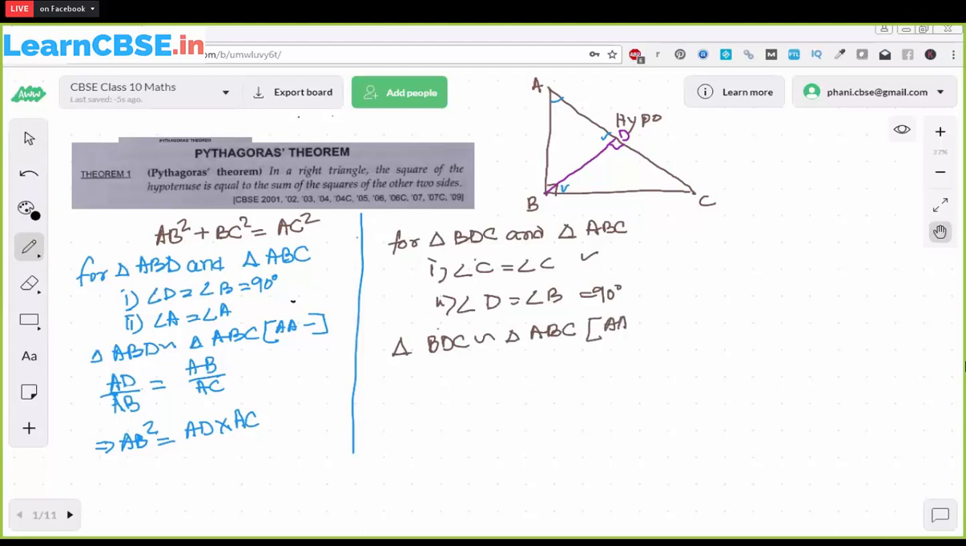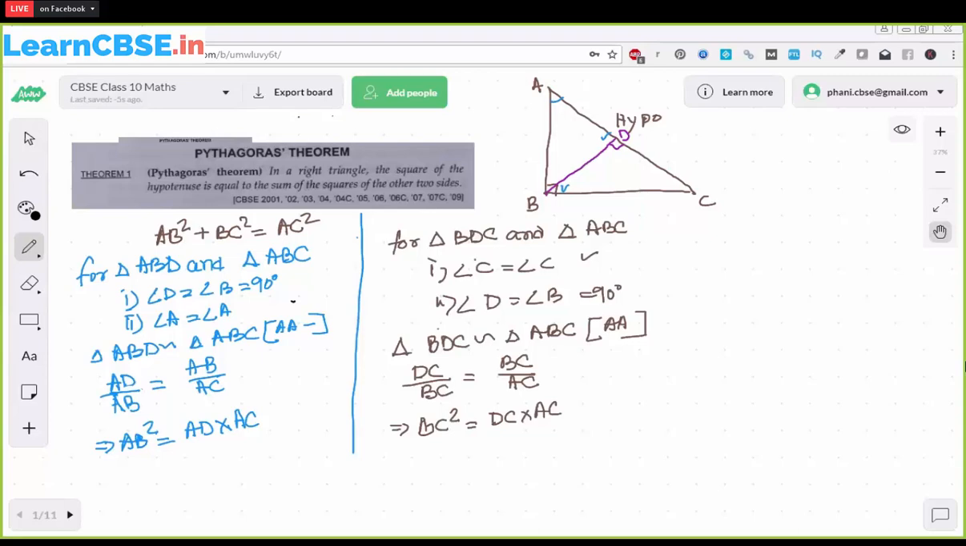AA property. Now the triangles are similar, so we can simply say DC by BC equals BC by AC. Now if you cross multiply, you can write BC square equals DC into AC.